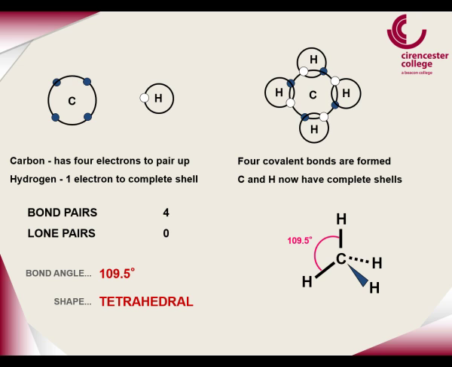Keep in mind, if this was a 2-dimensional problem, the hydrogens would only be 90 degrees away from each other. So in a structure where you have 4 bond pairs, no lone pairs, the preferred bond angle would be 109.5 degrees and the structure is called tetrahedral.